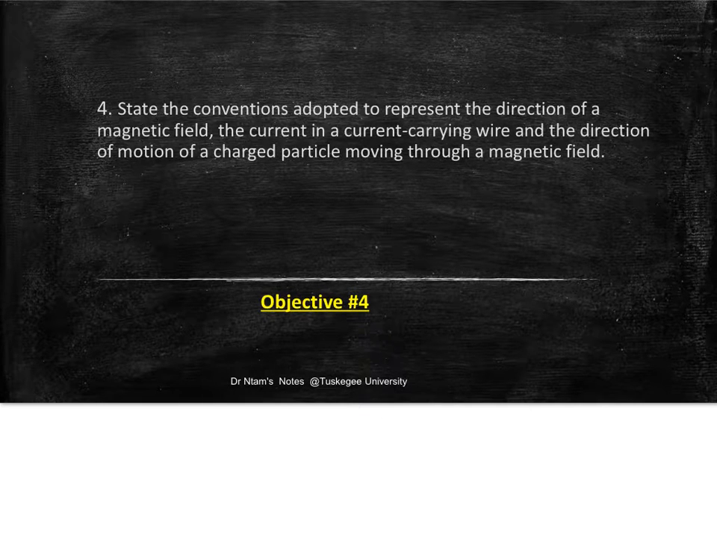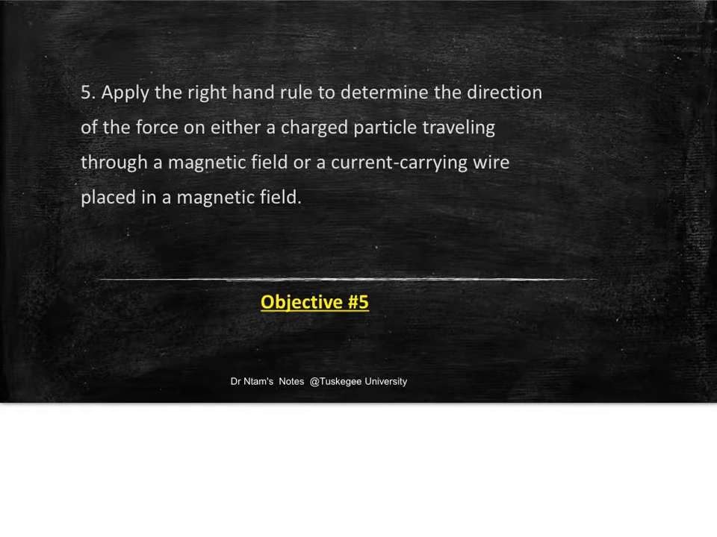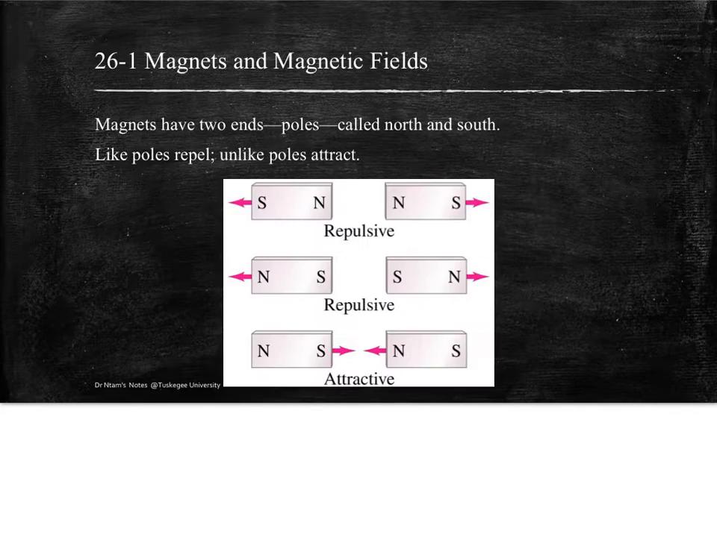Number 4, students will be able to state the conventions adopted to represent the direction of a magnetic field, the current in a current carrying wire, and the direction of motion of a charged particle moving through a magnetic field. And 5, students will be able to apply the right-hand rule to determine the direction of the force on either a charged particle traveling through a magnetic field or a current carrying wire placed in a magnetic field.